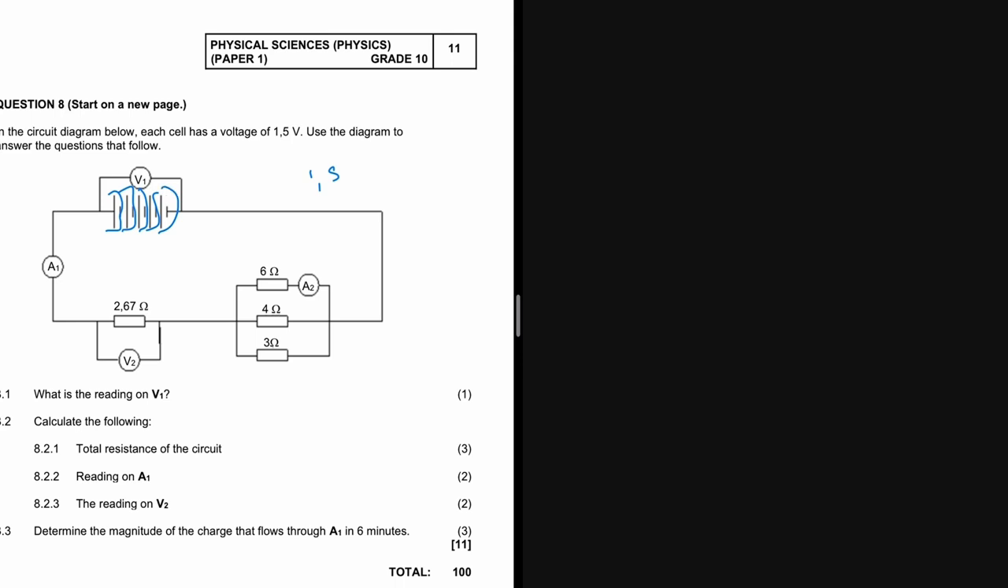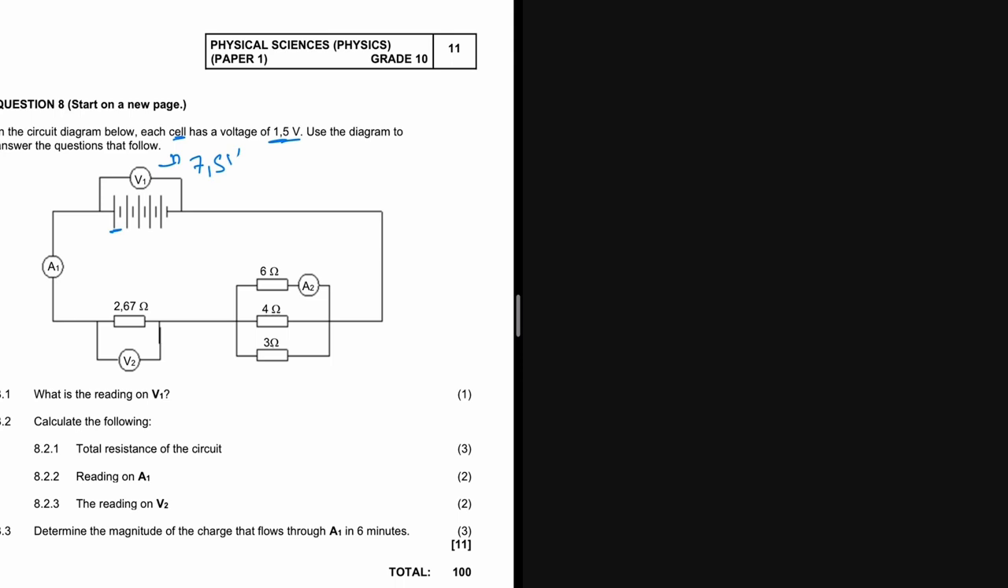Yes, that's 5. So to get the voltage of the battery, we're just going to say 1.5 times 5, because we have 5 cells there. That means the voltage of the battery is actually 7.5 volts. Okay, 1.5 here means it's the voltage of the cell. They say each cell is that. Okay, so now they say use the diagram to answer the questions that follow.